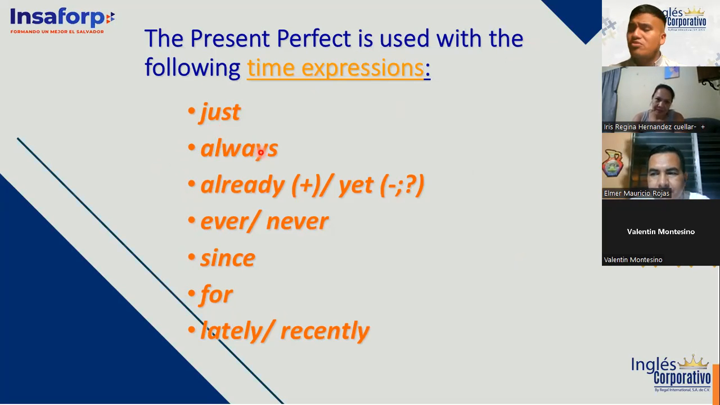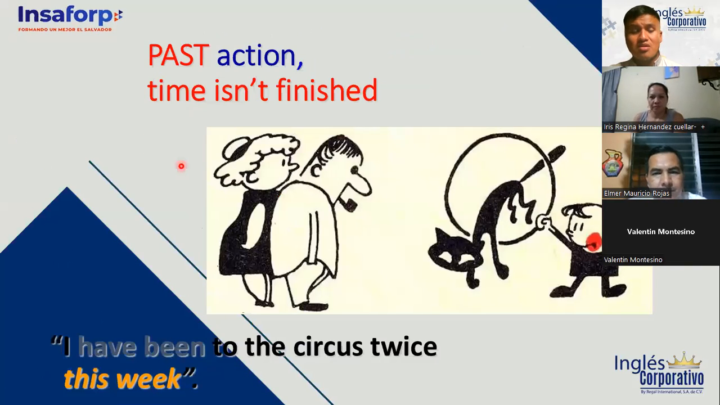They are not difficult to use. They are really easy and you don't have to complicate that much. We are going to go one by one. I will show you some examples that are going to help you to understand how to use it. But first of all, we're going to have an example of a past action when the time isn't finished, using, of course, the present perfect.